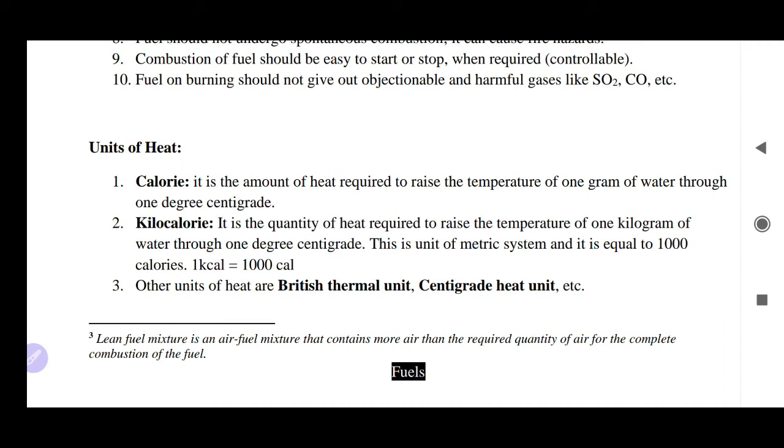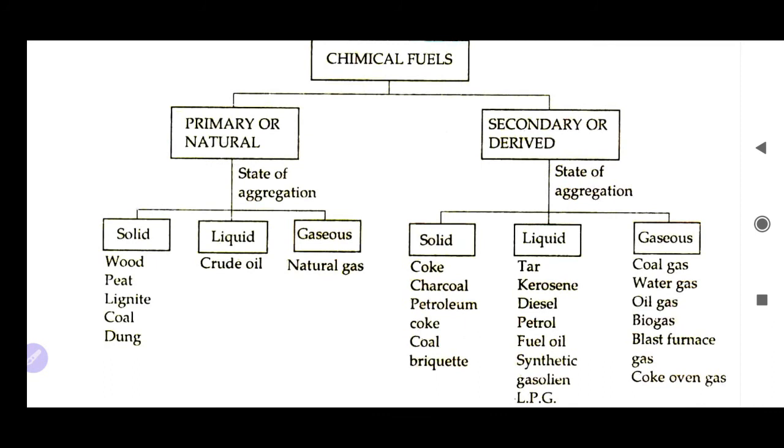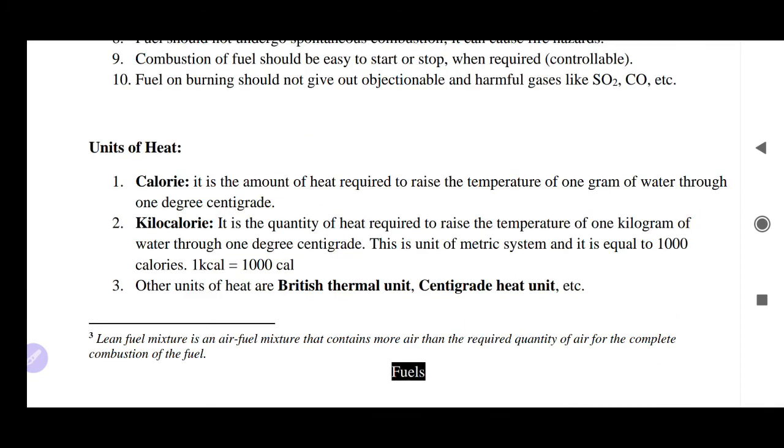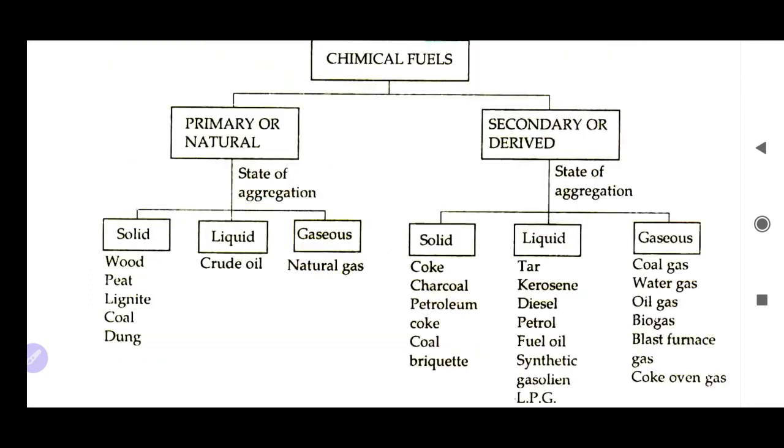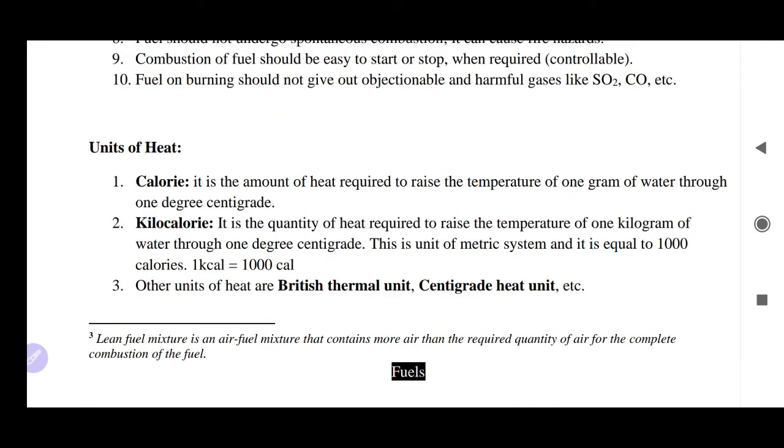1 kilocalorie means the quantity of heat required to raise the temperature of 1 kilogram of water through 1 degree centigrade. This is a unit of the metric system and it is equal to 1000 calories. That means 1 kilocalorie is equivalent to 1000 calories. There are other units of heat as well, which we are not going to use in this module. Some of them are British thermal unit and centigrade heat unit.